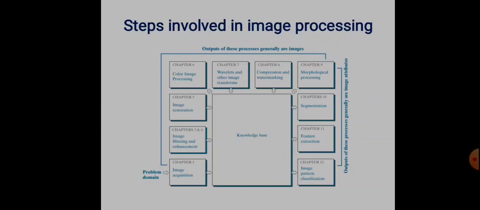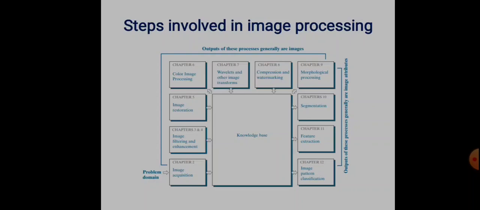Next, color image processing. There are two types of images: one is a black and white image, another one is a color image. A color image consists of RGB components. R means red, G means green, and B means blue. So RGB images can also be processed in this. Next, wavelet and other image transforms. In signal processing and image processing, wavelets are one of the important processing tools. It can give information about the image and signals in terms of both time and frequency. For compression purposes also we can use wavelets.